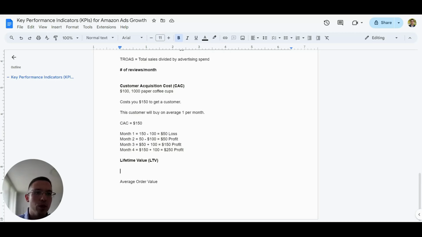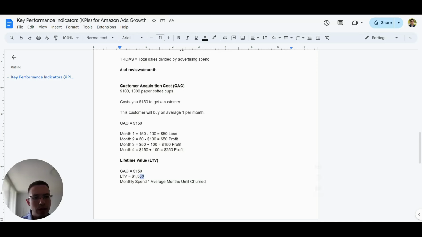So for example, if you know that CAC equals 150, LTV equals 1500. Lifetime value is generally expressed in dollars, and what you get is monthly spend times average months. And basically churn is when somebody either discontinues their subscribe and save, stops buying from you, stops being a subscription, whatever the metric you want to call it is.